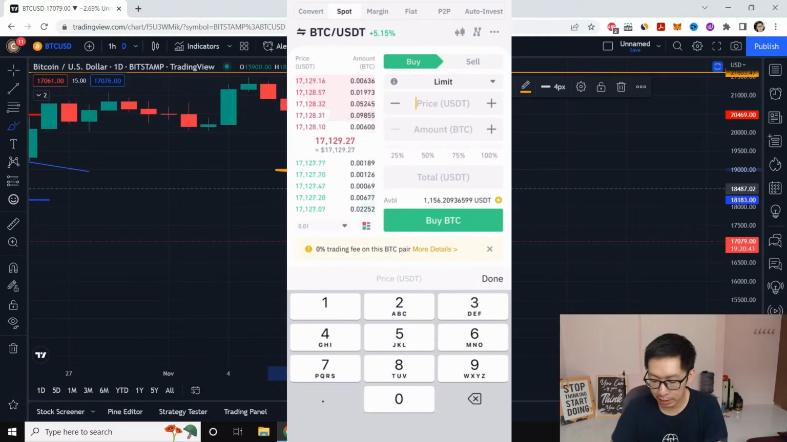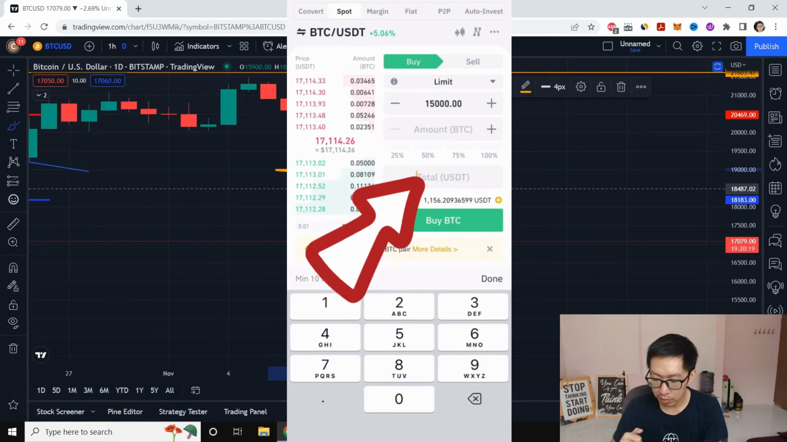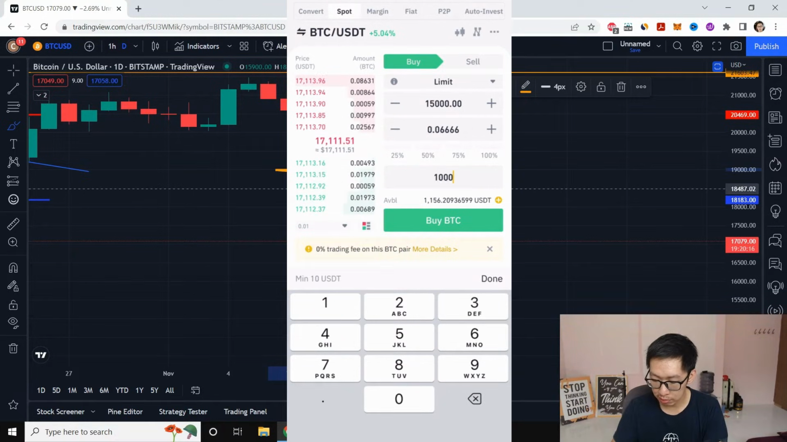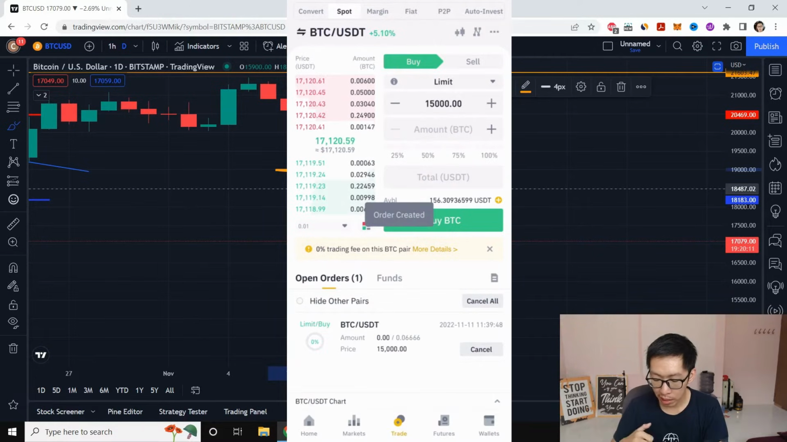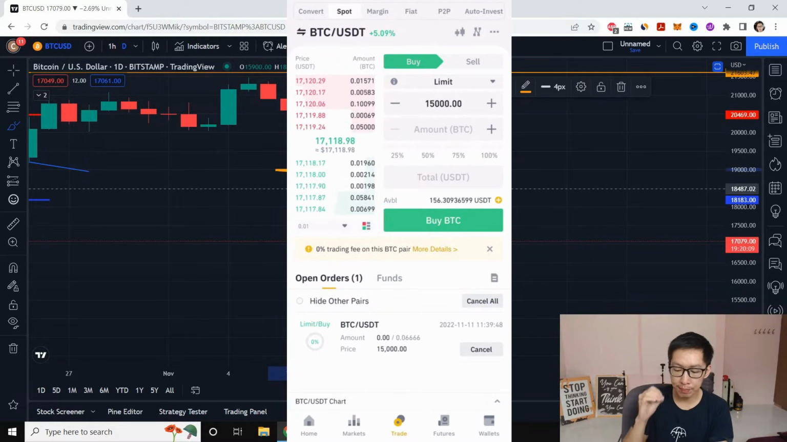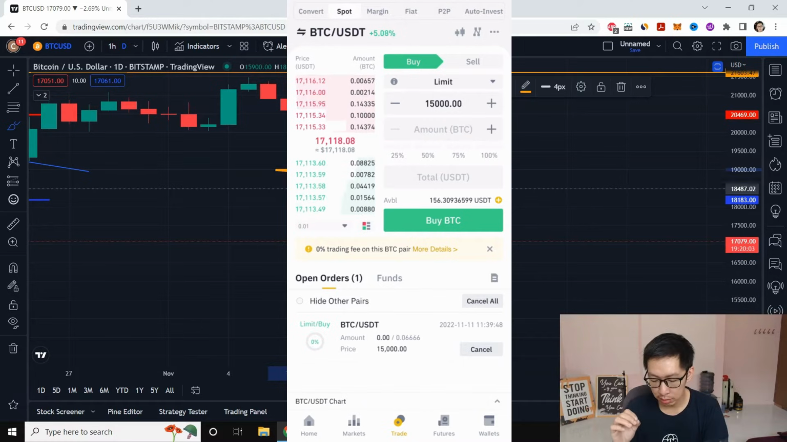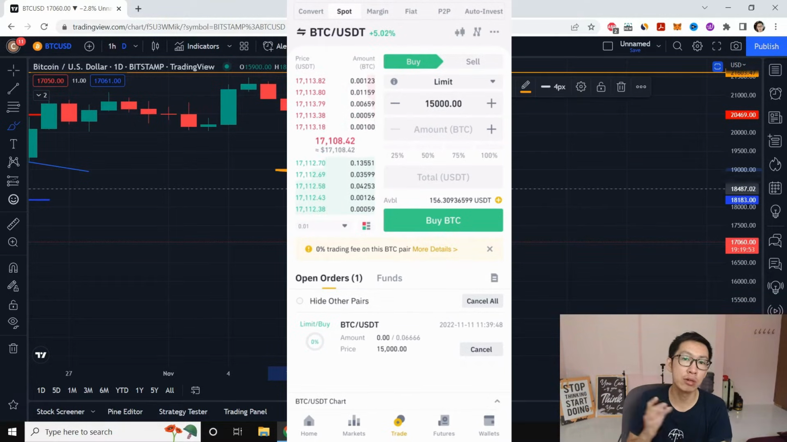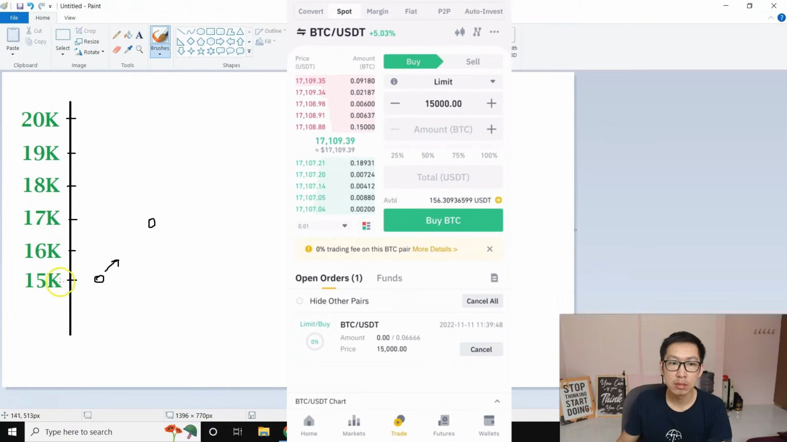Maybe I want to buy Bitcoin at 15k, let's say. I'll put 15,000. Then the amount here is USDT. I'll put 1,000 and I will press buy BTC. So you can see we have an open order. If Bitcoin maybe someday drops to 15k, this limit order will be triggered, and then I will have $1,000 of Bitcoin at 15k. So if it goes up to 16k, I will sell it.